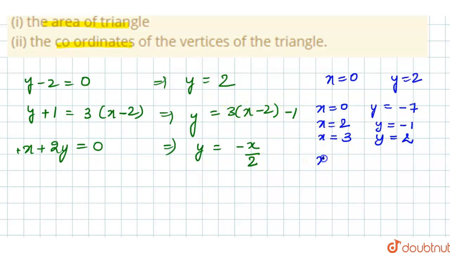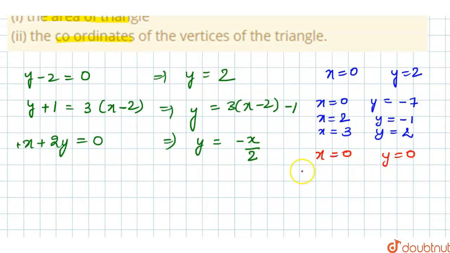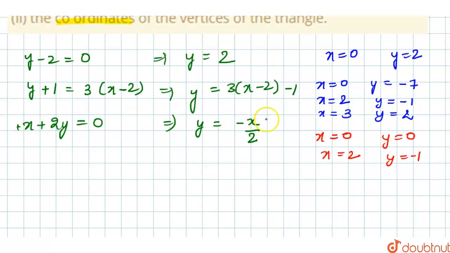And for this equation, if we put x is equals to 0, let me write it down with another pen. For this equation, x is equals to 0, so our y will also be 0, right? For x is equals to 2, our y will become minus 1. We will not put any value of x such that y becomes a fraction, right? So we will put a value such that y will also be an integer value, right? So for x is equals to 2, we will have y is equals to minus 1, and for x is equals to 4, we will have y is equals to minus 2.